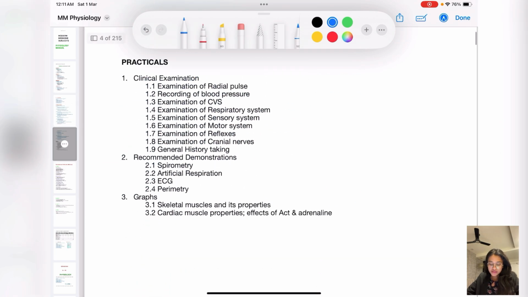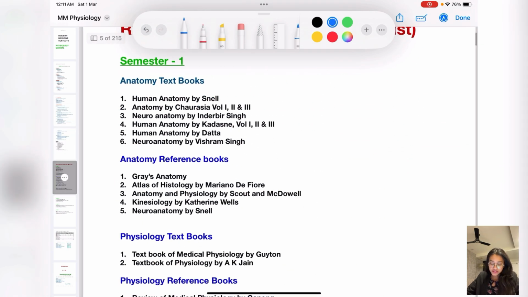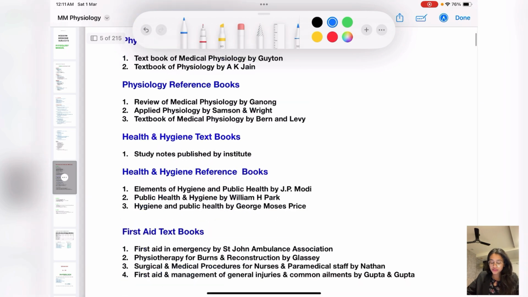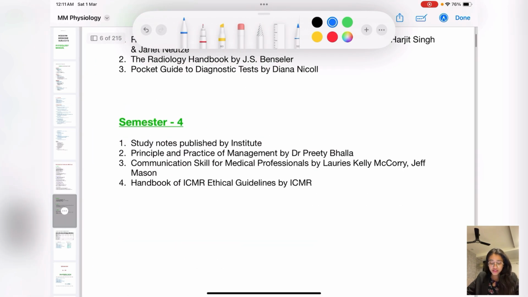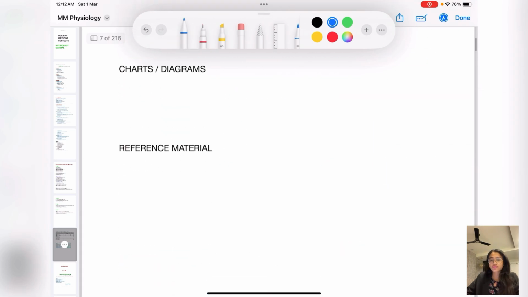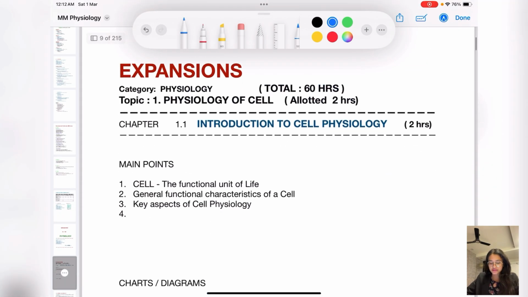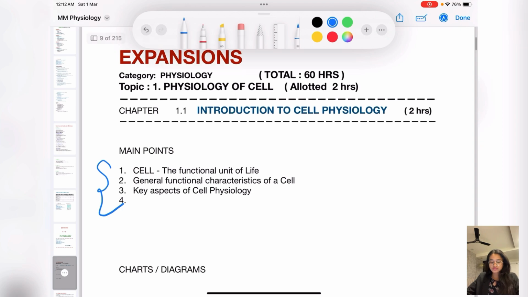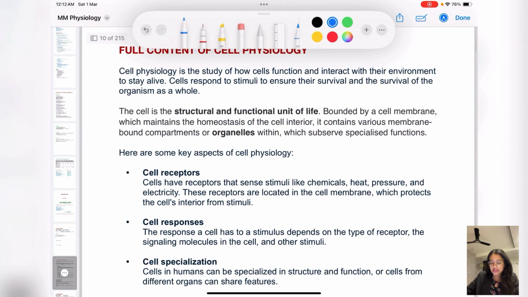the main points in the cell we have to complete. The cell is the functional unit of life, then general functional characteristics of a cell, then key aspects of cell physiology. That's it. Now, the full content of cell physiology.